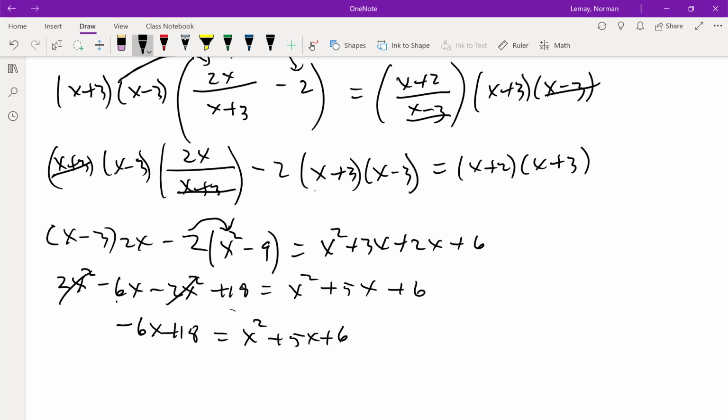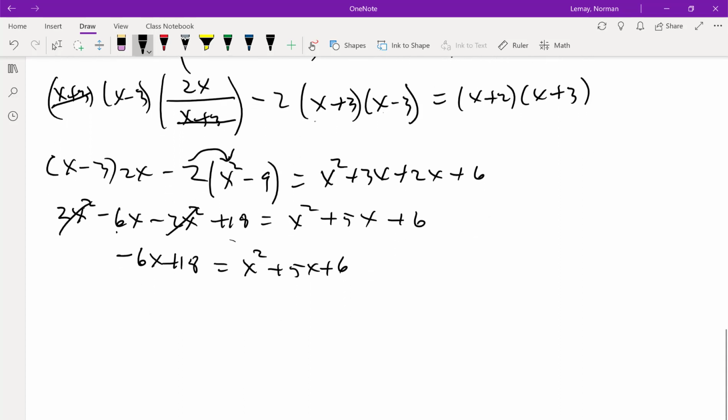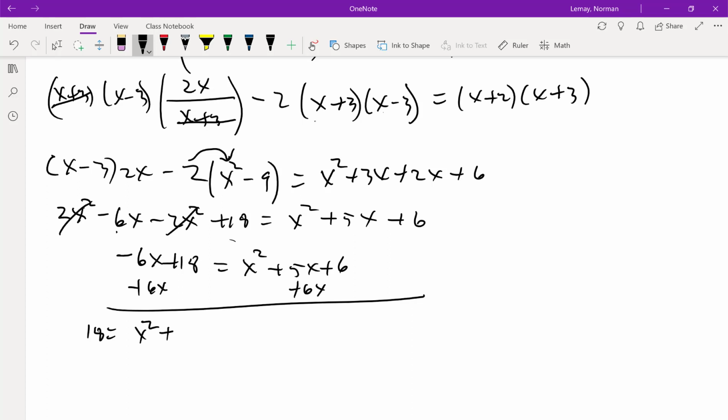All right, so we can see that we have this quadratic equal to a linear, so the game is to bring everything over to one side. Since our x squared is positive, I'm going to just add 6x to this side. So I'll go plus 6x here. So I get 18 equals x squared plus, add those two, 11x plus 6. And then I'm going to subtract 18. So we get x squared plus 11x.